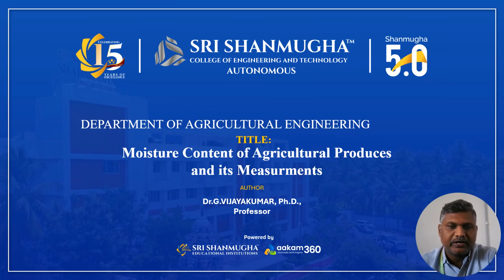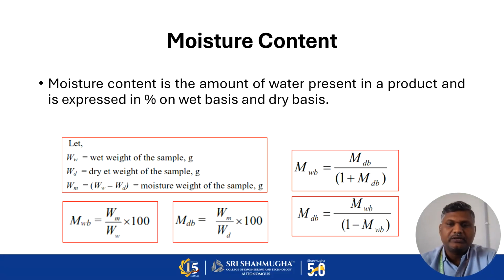So today let's have the topic on moisture content of agricultural produces and its measurement. First of all, the moisture content is the amount of water present in the agricultural materials or grains. This is very important to measure for increasing shelf life and also for storage and transportation purposes. The moisture content is the amount of water present in a product and is expressed in percentage on wet basis and dry basis. We can calculate the moisture content by wet basis and dry basis.